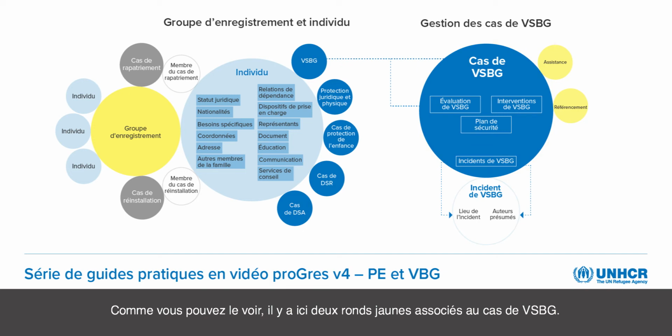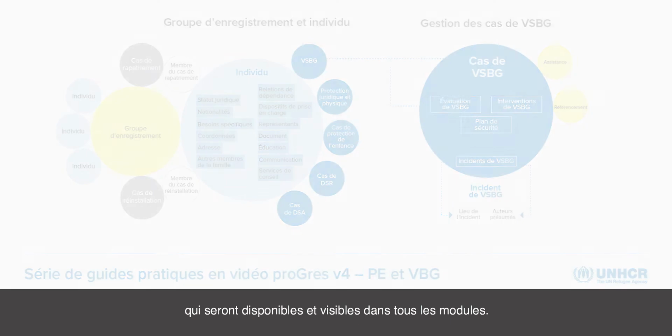You will notice that there are 2 yellow circles attached to the SGBV case. These are entities that are able to go across all the different modules of proGres V4. Thus, they do not sit within the SGBV module. They are connectors and available and visible across all the different modules.